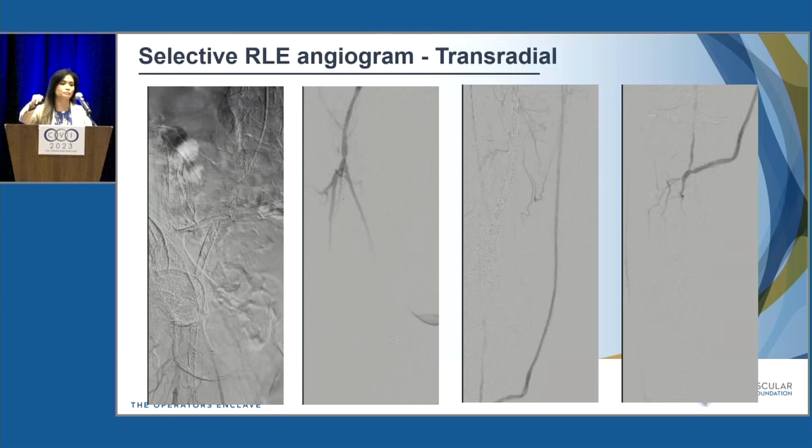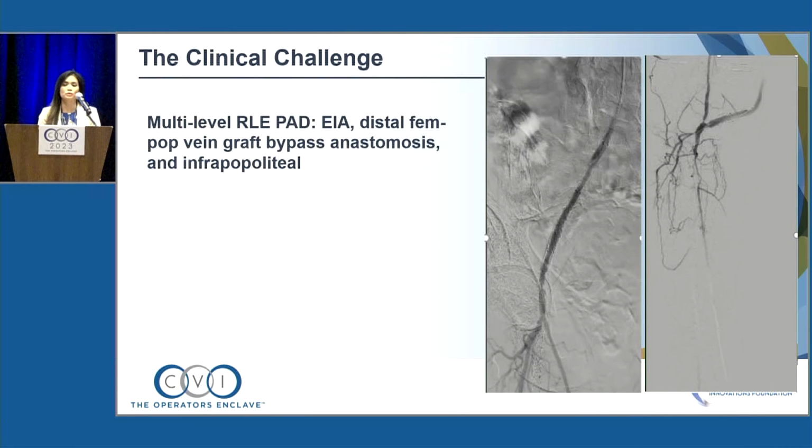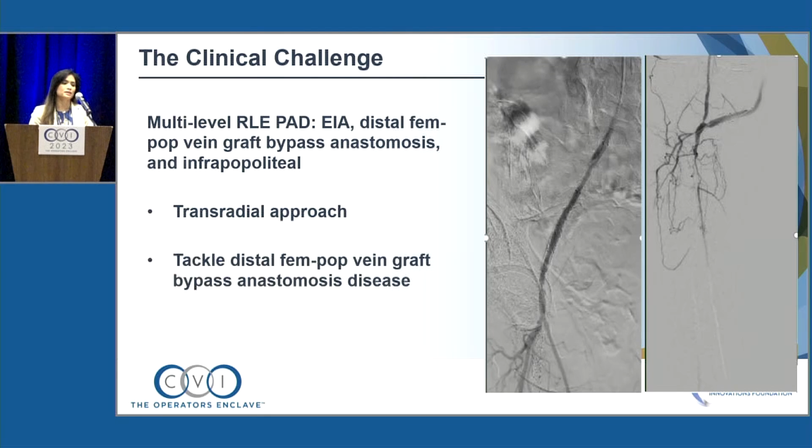So our clinical challenge is this. He has multi-level right lower extremity PAD of the external iliac artery, the distal fem-pop vein graft bypass anastomosis, and infrapopliteal disease as well. So our plan was to come from the transradial approach, which we already had, and to tackle the distal fem-pop vein graft bypass anastomosis disease, and then pull back proximally to address the external iliac artery disease.